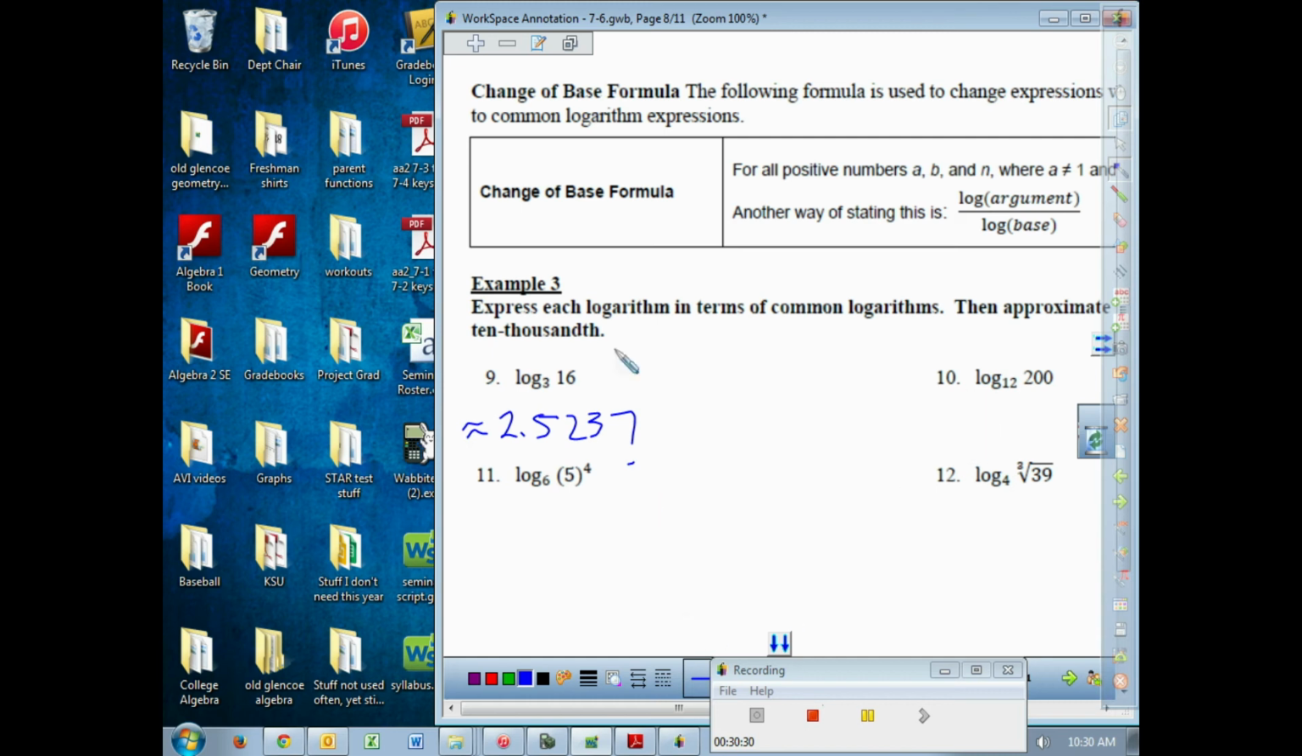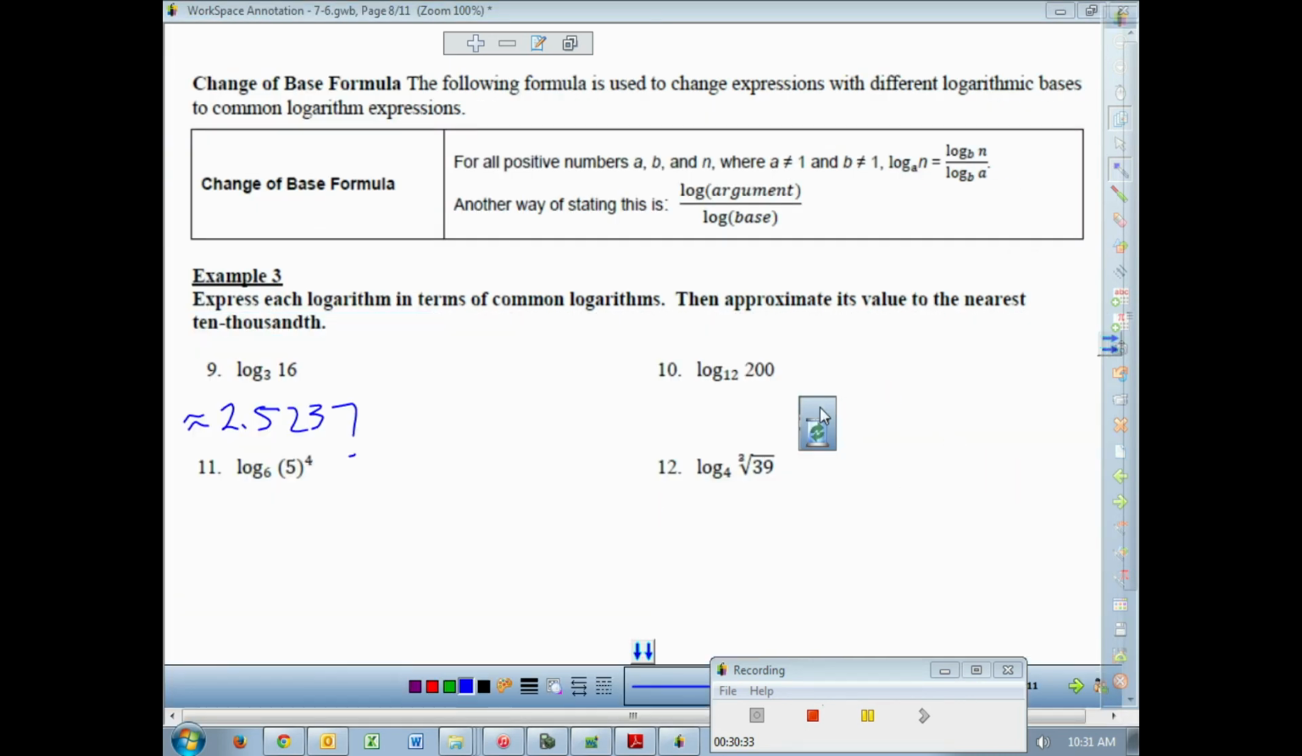What do I need in front of it? Approximate. Try this bad boy. Log of 200 divided by log of 12. I keep saying base. It's not base. Sorry for my stupidity.